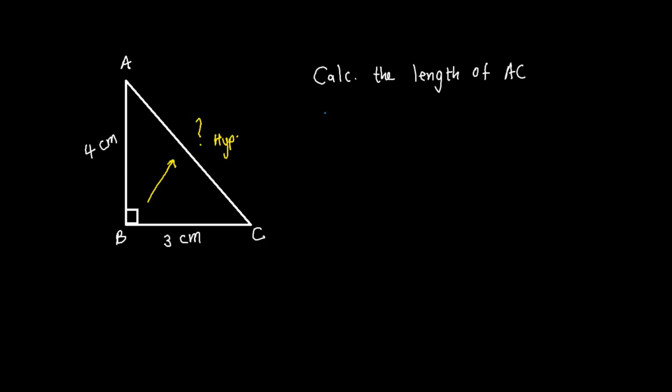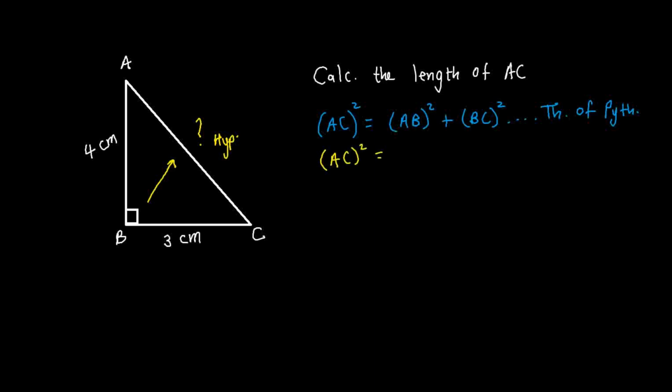So I have AC squared is equal to AB squared plus BC squared. And always give a reason for your statement. My reason is Theorem of Pythagoras. I like to abbreviate it as such, Theorem of Pythagoras, right? Now, AC, we do not know the length, so I'm going to drop that down as AC squared is equal to AB squared, so that's 4 centimeters squared. So in brackets, I have 4 squared plus BC squared, which is 3 squared.